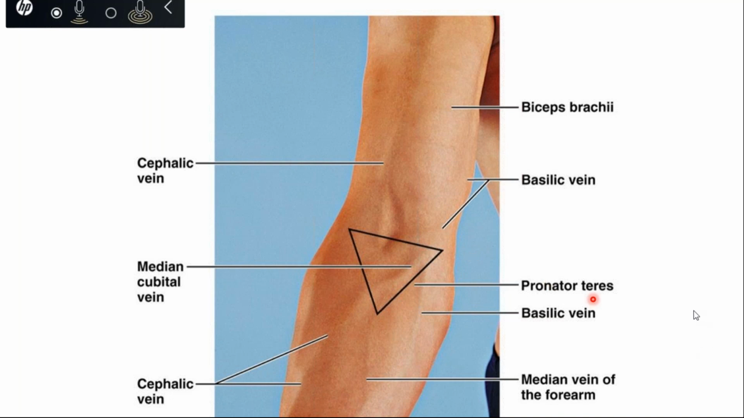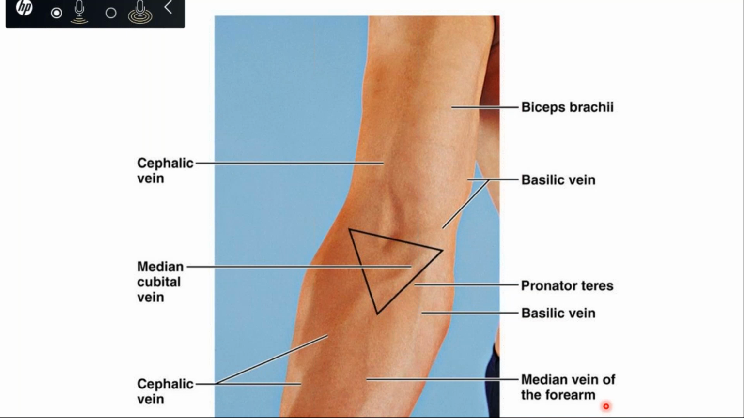And there are certain other structures. I have already shown you the biceps brachii muscle. There is another muscle called pronator teres. No need to know that now, I will tell you about this muscle later. And the median vein of the forearm. There is one vein, a small tributary, which is the median vein of the forearm.